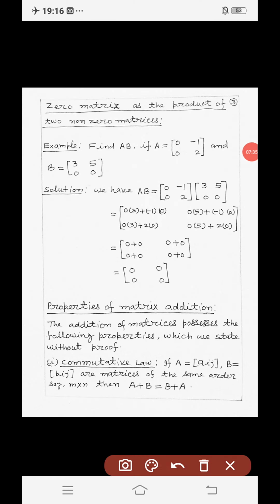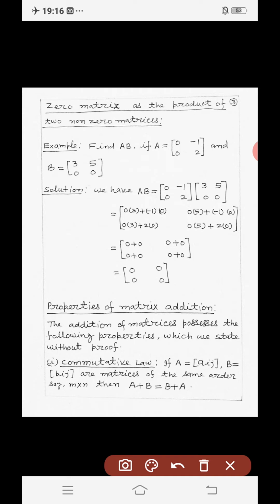Now we discuss that the zero matrix can be the product of two non-zero matrices. Dear students, we know that for real numbers A and B, if AB is equal to 0, then either A is equal to 0 or B is equal to 0. This need not be true for matrices. We will observe this through an example.